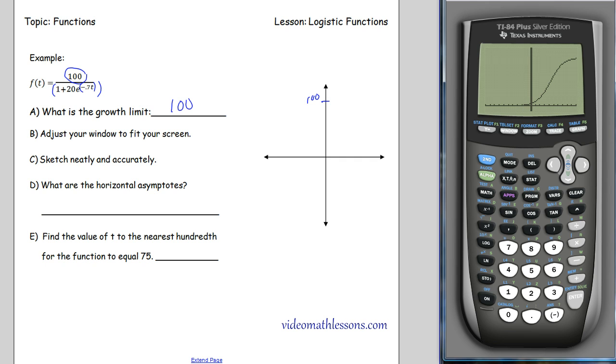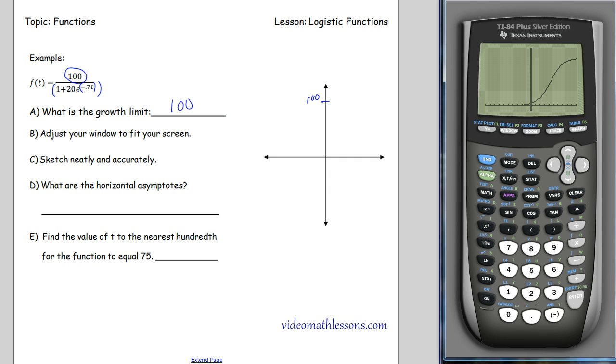And 100 would go right along the top here. So that looks pretty not horrible. That actually looks pretty good. So adjust your window to fit your screen. Well, we just did that. Sketch neatly and accurately. Okay.